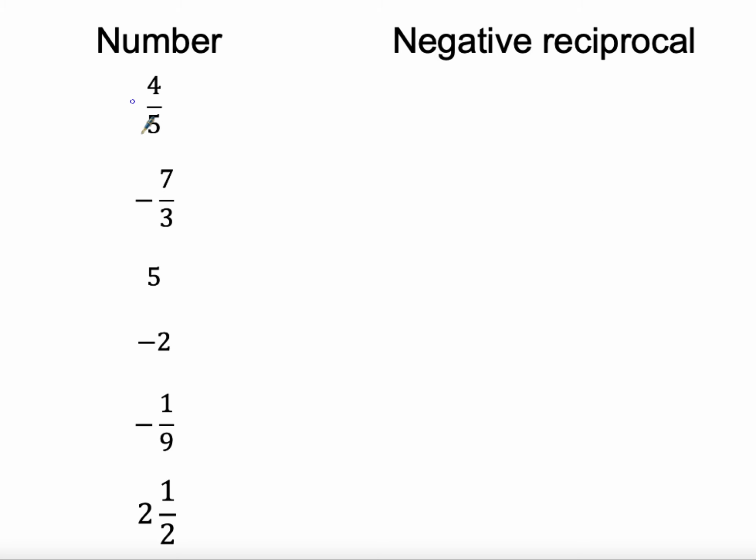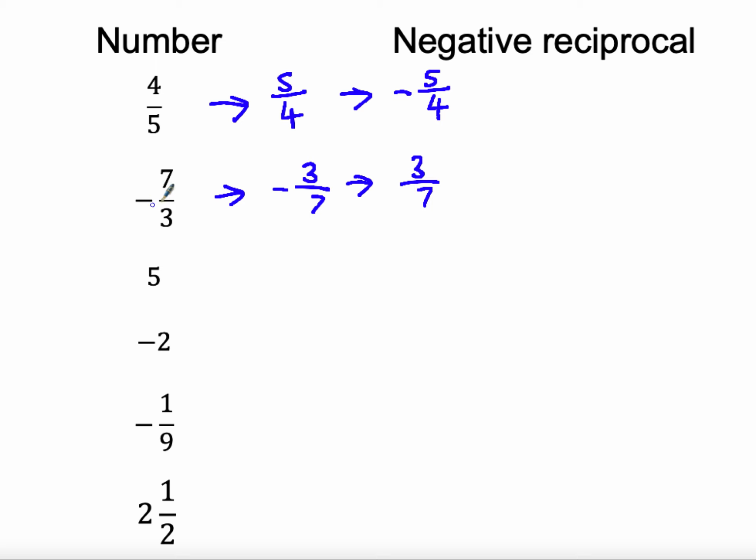So if I've got a number here, this is the number 4/5, then the reciprocal of that number is that number flipped, and the negative reciprocal of the number will be the negative version of it. So if I've got negative 7/3, then the first thing I'm going to do is flip that, and then I'm going to take the negative version of it. If it's already negative, then that will become positive. So the negative reciprocal of negative 7/3 is 3/7.